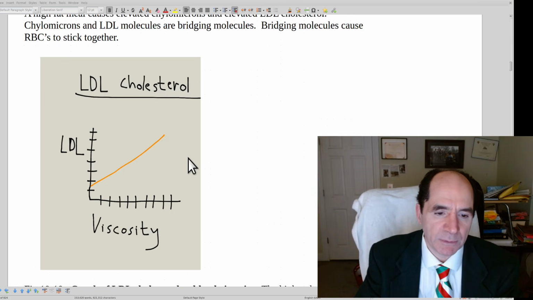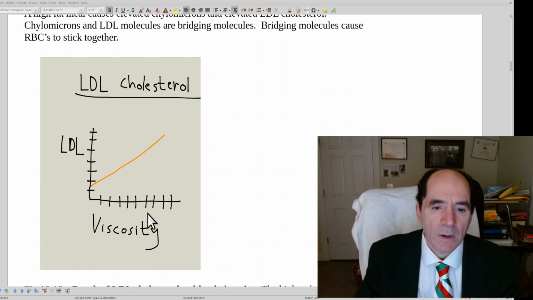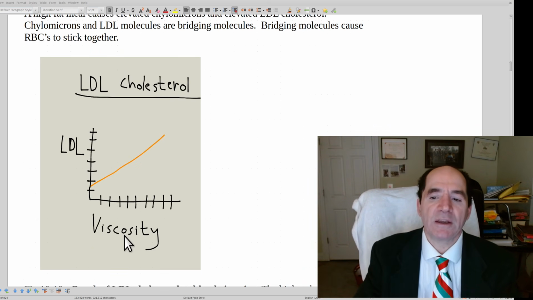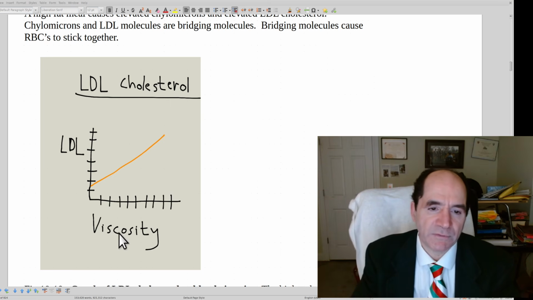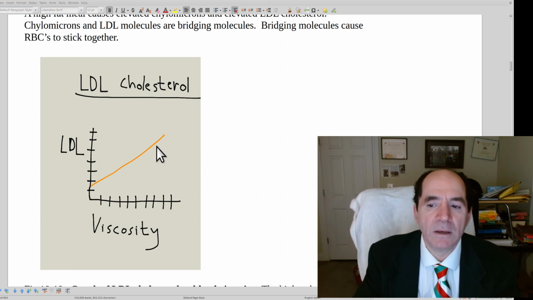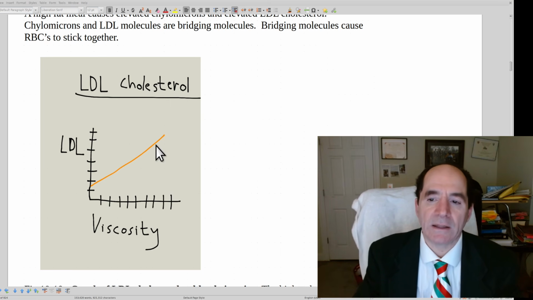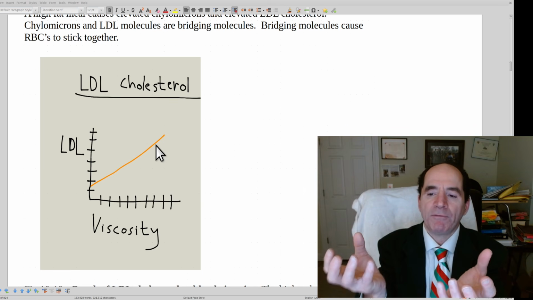Let me get that picture in a little bit better focus there. Okay, so blood viscosity means the thickness of the blood. That's the medical word for thickness, viscosity. The thicker the blood, the more it is prone to clotting. That's bad.